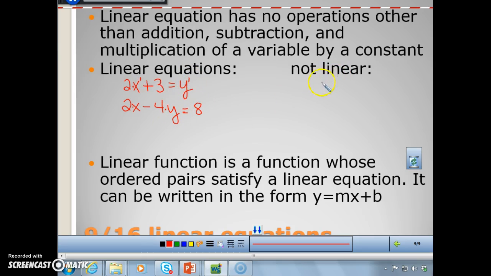So some things that are not linear would be things like 1 over x, or if you had something like y equals 2x cubed, because our exponent is not a 1, it's a 3. A linear function is a function whose ordered pairs will satisfy an equation, which means that it'll make it work. It can be rewritten in the form y equals mx plus b, which should look familiar. M is slope, and b is y-intercept.